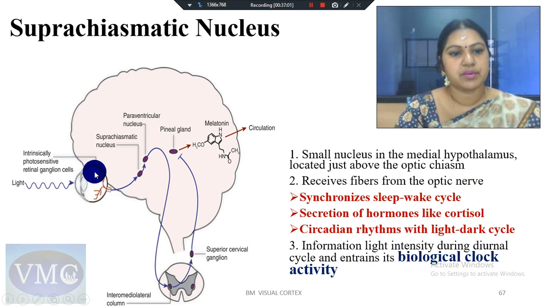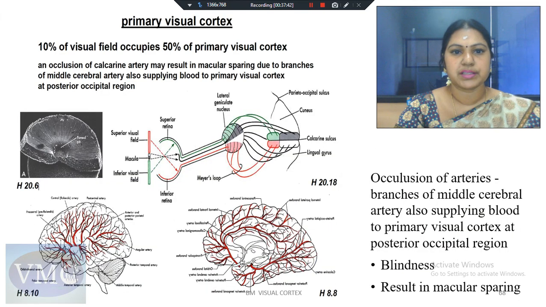Here you can see the light falling on the retina, passing on to the suprachiasmatic nucleus, then coming down to the spinal cord, then again back to the pineal gland, which inhibits melatonin release. If there is no light, it releases melatonin, which is a sleep hormone that says it is night and you have to sleep. So this suprachiasmatic nucleus receives fibers from the optic nerve. It synchronizes the sleep-wake cycle and the secretion of hormones like cortisol and many other hormones too. Circadian rhythms are concerned with this. This biological clock works because of the light rays falling on the retina and the information passing to the suprachiasmatic nucleus.